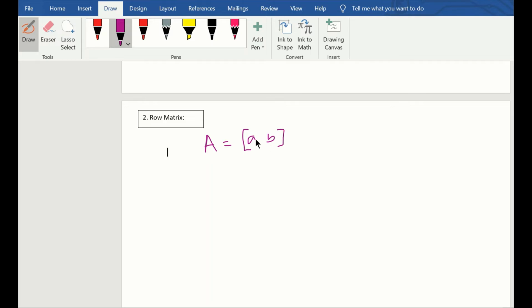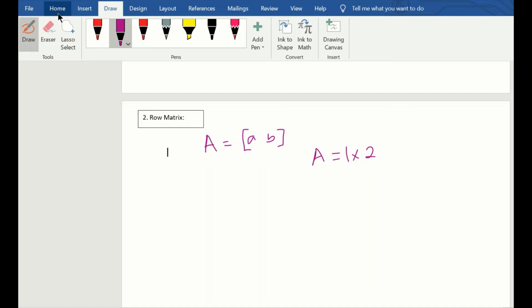It has just a single row, but it has two columns. So matrix A in this case can be named as 1 by 2. 1 represents the number of rows, while 2 represents the number of columns. So when a matrix has a single row, that matrix is called a row matrix.